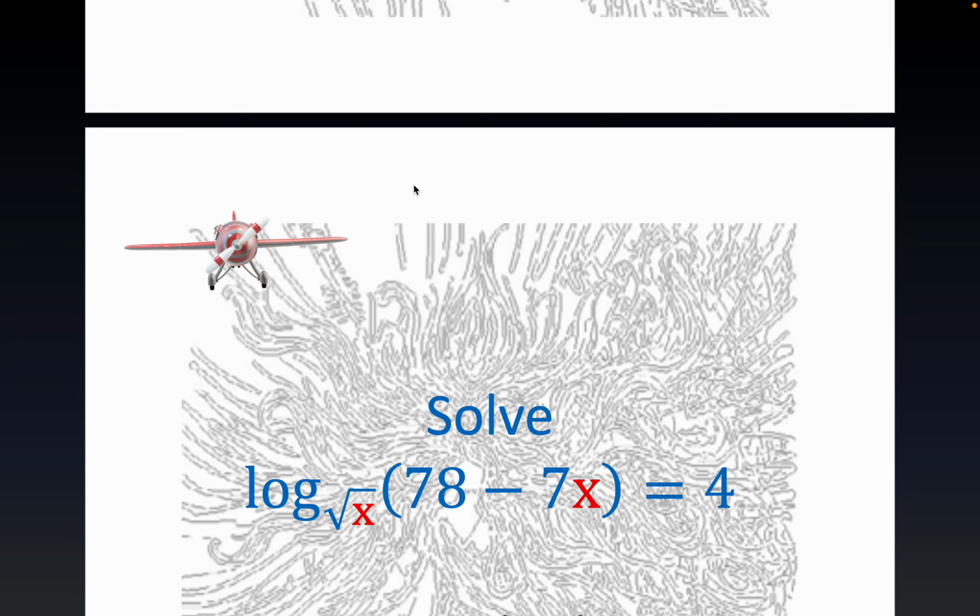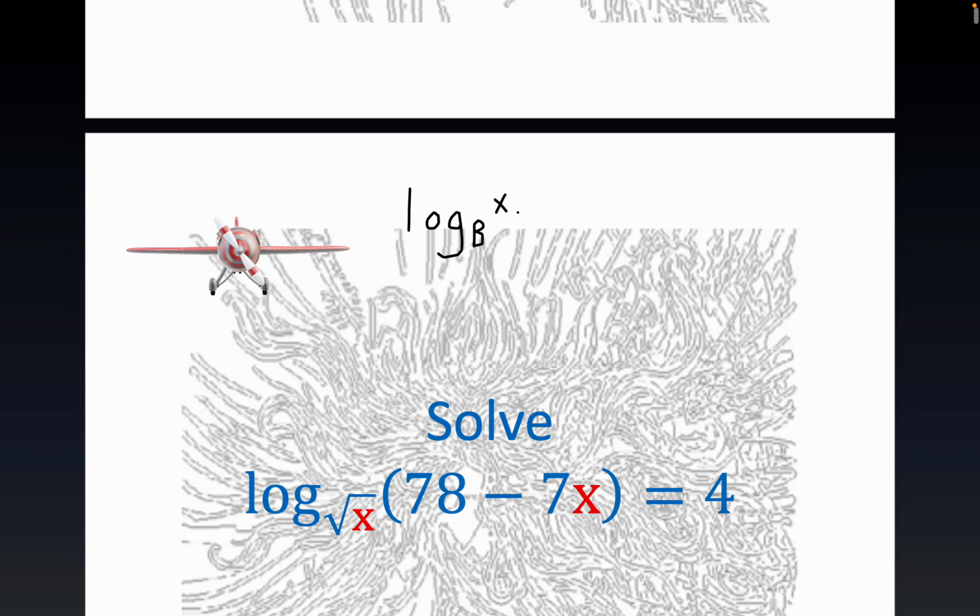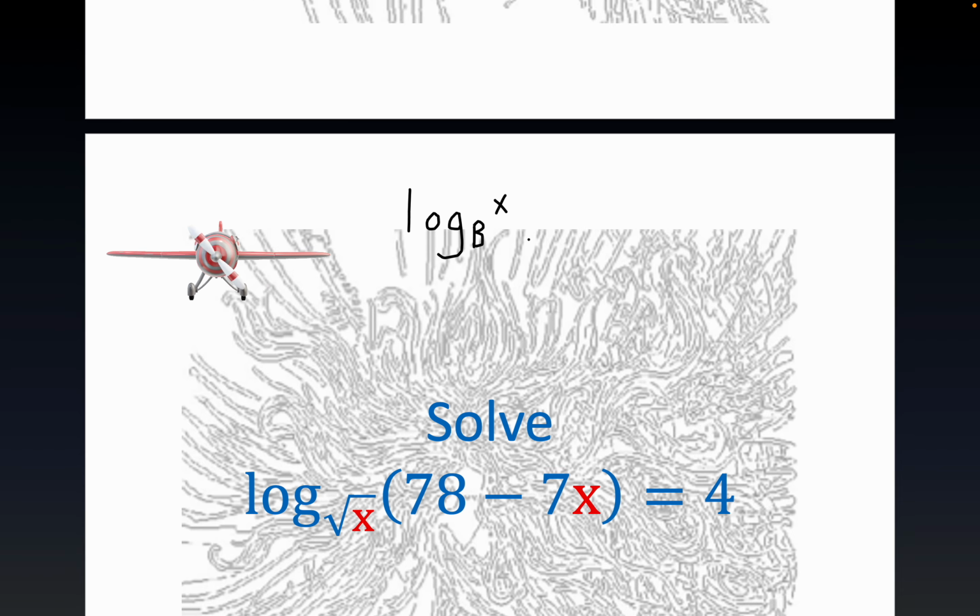Let's solve this slightly non-standard logarithmic equation. Let's go ahead and write down the definition, or the exponential equivalency statement. So if we have log base b of x, that doesn't read b to the x, it's log base b and the input argument is x. Let's say that it's equal to y.